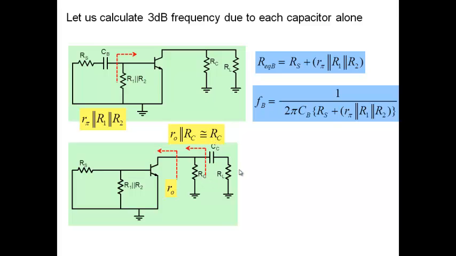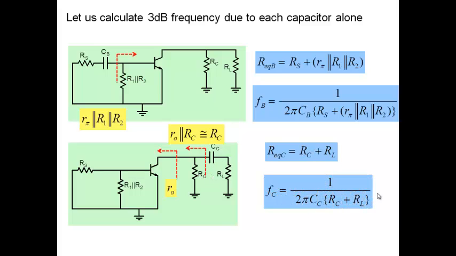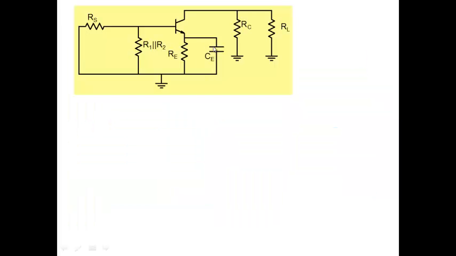So the net resistance seen is RC plus RL, and the 3 dB frequency is 1 by 2 pi CC (RC plus RL). That's the 3 dB frequency due to my collector coupling capacitance here. Other capacitances are all shorts. Next, this one here. So we need to find out now what is the net resistance seen by CE. So how do we do that?